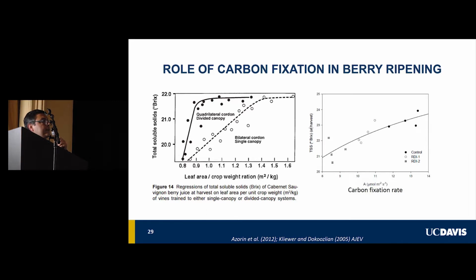The x-axis here is net carbon fixation rate. This is micromoles of carbon assimilated per square meter of leaf area per second. And the y-axis is total soluble solids. The control in this case received about 70% of crop evapotranspiration replacement. RDI, regulated deficit irrigation treatment 1, received about 70% of crop evapotranspiration from bud break to fruit set, then it was dropped down to 50% of crop evapotranspiration replacement, then ramped back up. RDI2 received 70% of crop evapotranspiration from fruit set to veraison. Then we dropped it to about 50% of crop evapotranspiration later on.